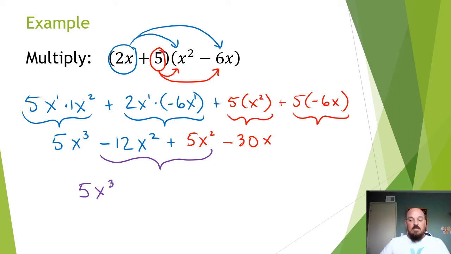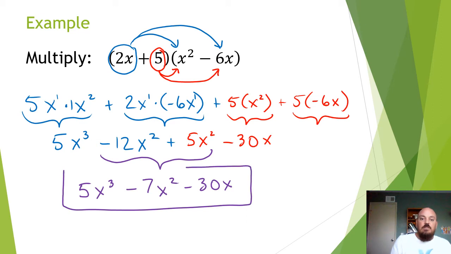Now if I have negative 12x squared plus 5x squared, I can add those together. Negative 12 plus 5 is negative 7. So I'm going to end up with negative 7x squared. And then I'm going to leave the negative 30x because I have nothing to combine that with also. So that's my final answer there in purple. And all I did was the distributive property twice.